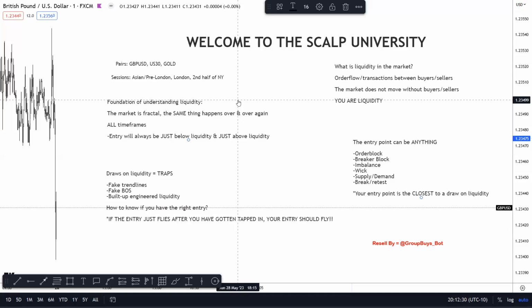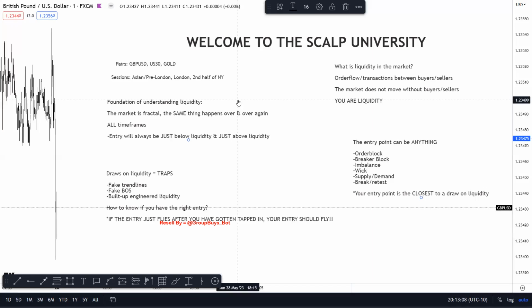If your entry just flies, your entry should fly, because if you are entering the market just below or just above liquidity, because all that liquidity and previous liquidity has been taken out, your entry should fly in the opposite direction. The moment that banks drive price up to a certain area within the market or down to a certain area, they immediately want price to reverse with volume. They immediately want that because they don't want anybody else entering the market. That's why they drive price with volume, and the market moves super quick in the opposite direction. But that's exactly how you know that you have the right entry.